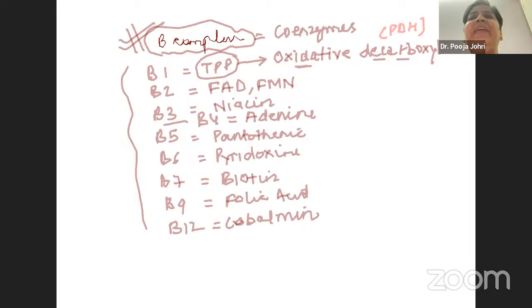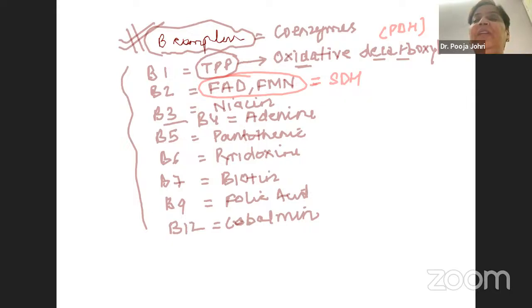This PDH plays a very, very important role in our body, obviously, because we know that PDH catalyzes the link reaction, isn't it? And that link reaction is in which pyruvic acid is converted into acetyl coenzyme A. And TPP is considered to be a very, very important vitamin required for oxidative decarboxylation, meaning removal of carbon dioxide. Clear? If we talk about B2, FAD and FMN, there are so many reactions in which FMN and FAD are required. Like I'll just say succinate dehydrogenase.